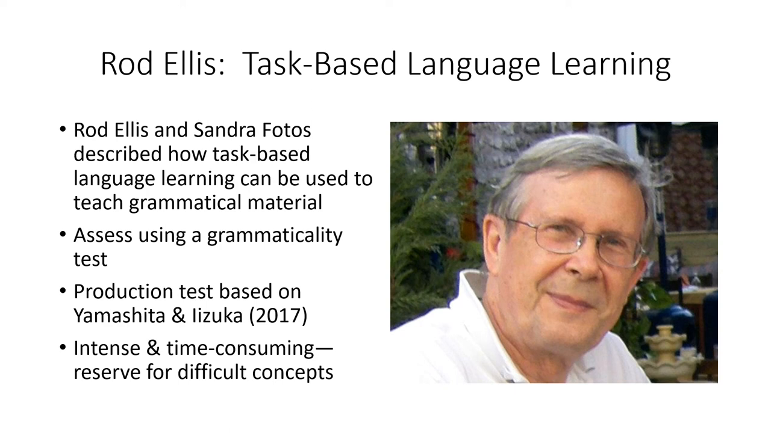Now, the way he assesses this is he uses a grammaticality test. A grammaticality test is where you give the learner examples of the item that you're studying, some that are correct and some that are incorrect, and the learner is asked to figure out if it's correct, and if it's not correct, why it's not correct. There's also a production test where learners are asked to produce sentences using this particular kind of format.